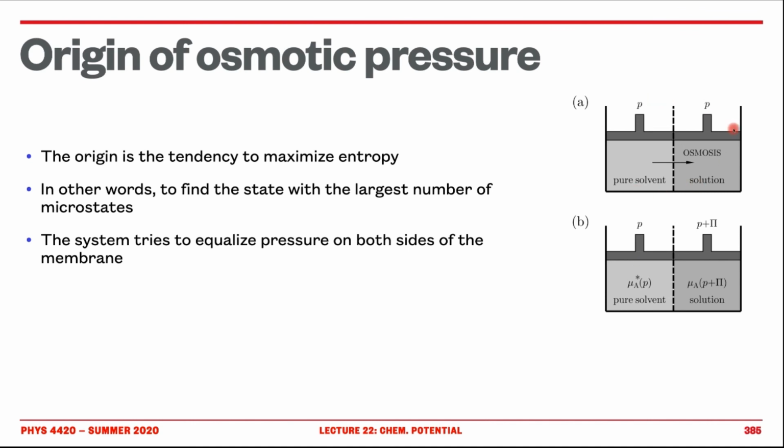This is the initial case, but after, at equilibrium, there is a pressure that's maintained here, pi, that's the additional pressure compared to, let's say, the atmospheric pressure, P, that is maintained, so that you actually have an equilibrium between the osmotic flow and the pressure that results from it.